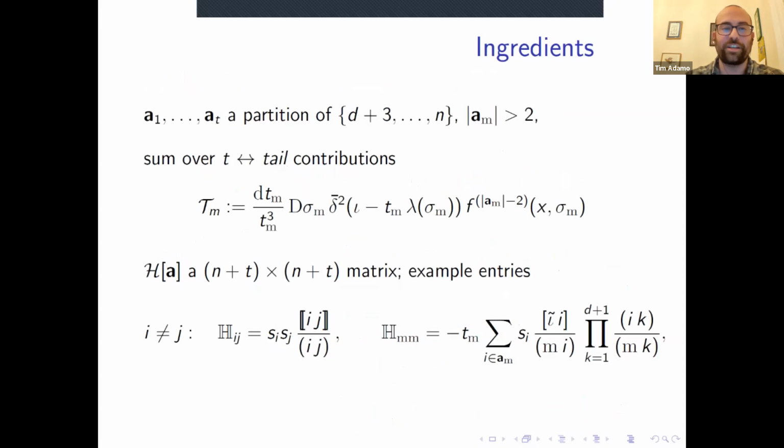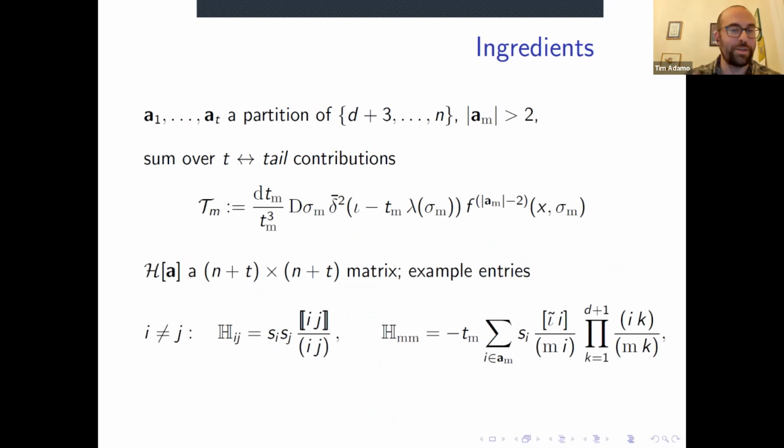And so what are these ingredients? You have to sum over some partitions of some of the external gravitons. You have some tail contributions, which are all proportional to derivatives of the background field profile. One of the matrices that appeared in the Cachazo-Skinner formula gets replaced by this matrix curly H. I've written some of its sample entries here.